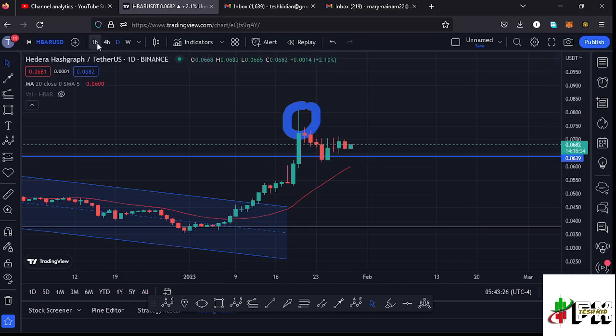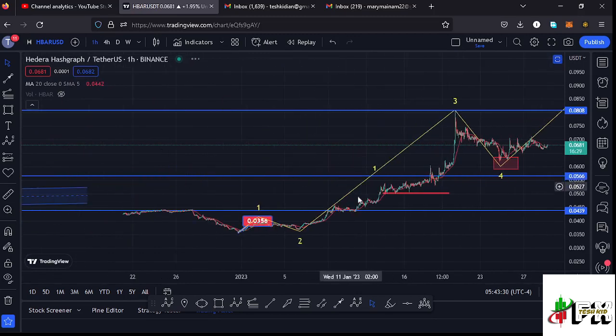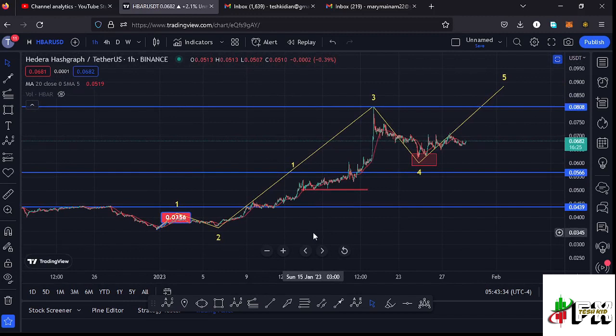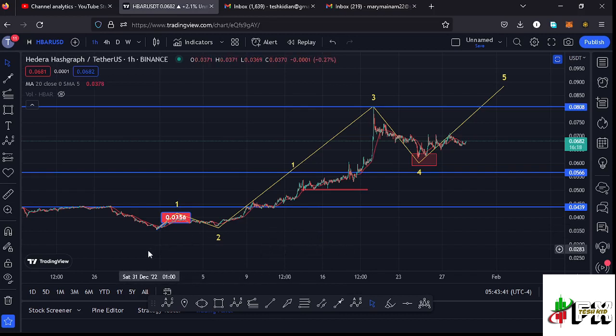And from then, we have been seeing a bit of a corrective structure over here. And jumping to the 1 hour chart to give you the short-term scenarios that I'm expecting to play out, here on the 1 hour chart, you can see that I have this Elliot wave structure that has continued to be obeyed by Hbar, and that started after making our low at around the $0.0356 mark, where we saw that bounce to the upside in what I'm terming as a wave 1.